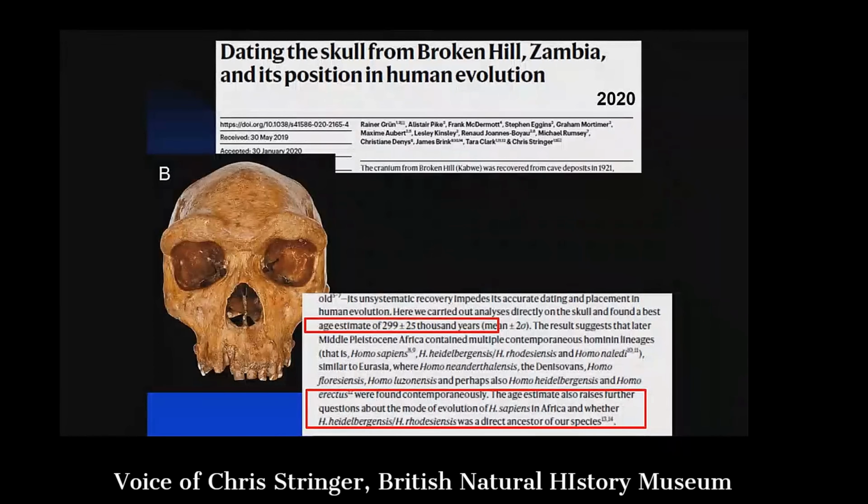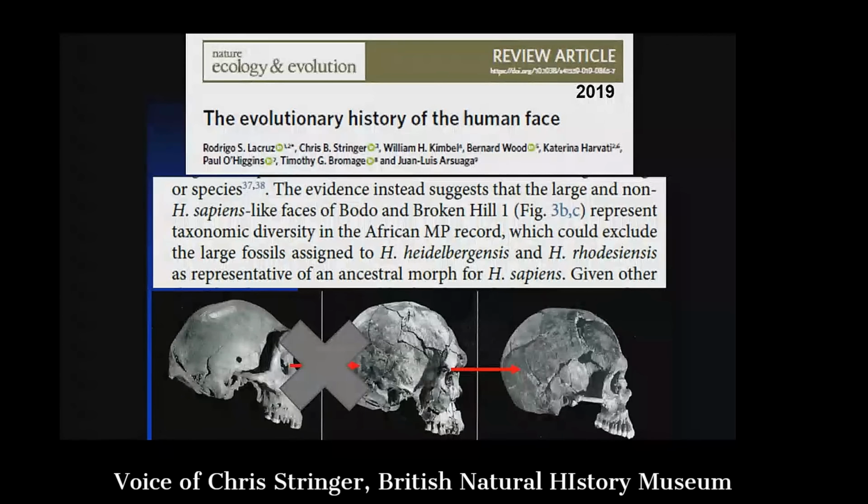So I think, and as it says here, this age estimate raises further questions about the mode of evolution of Homo sapiens in Africa, and whether Homo heidelbergensis rhodesiensis was a direct ancestor of our species. And as we say here, the evidence instead suggests that the large and non-sapiens-like faces of Bodo and Broken Hill represent taxonomic diversity in the African Middle Pleistocene record, which could exclude the large fossils assigned to heidelbergensis and rhodesiensis as representative of an ancestral morph for Homo sapiens.